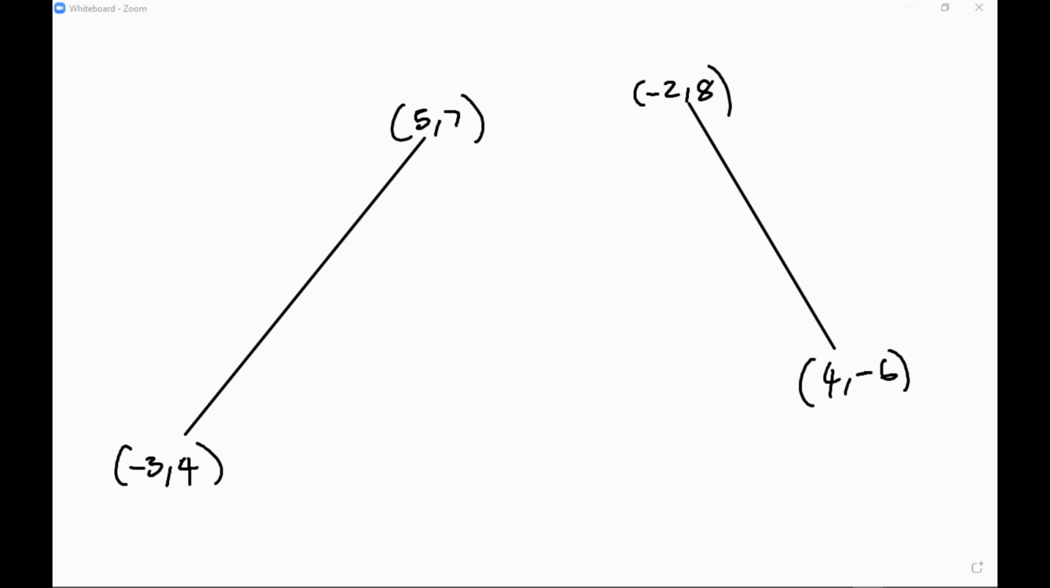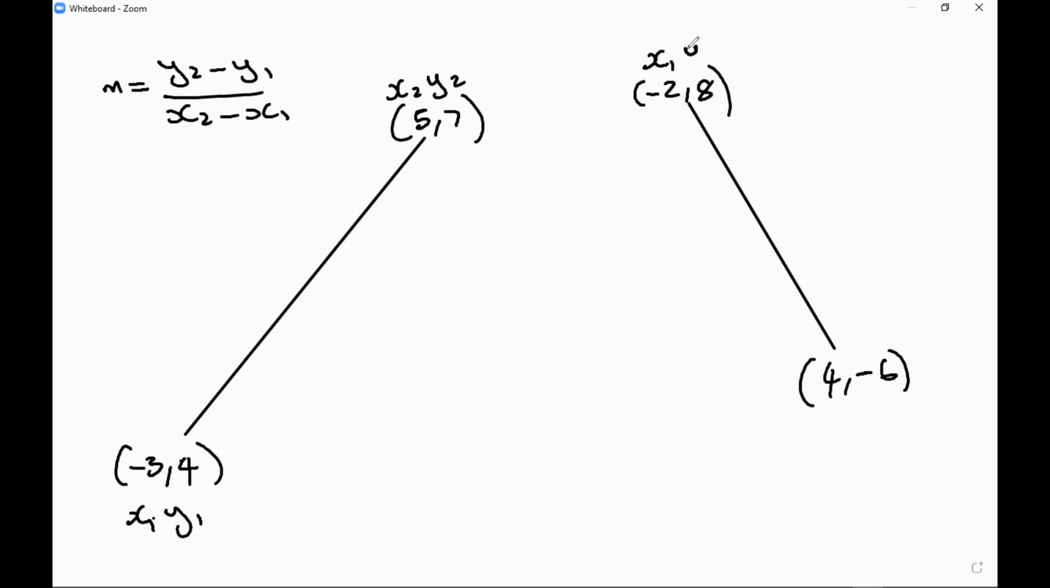All right, give that a go, and let's see. Remember the gradient formula is equal to y2 minus y1 over x2 minus x1. You can label x1 and y1. I think I started at the bottom and I call this one x1. Yep, y1 and x2, y2. x1, y1. Keep going. x2, y2.